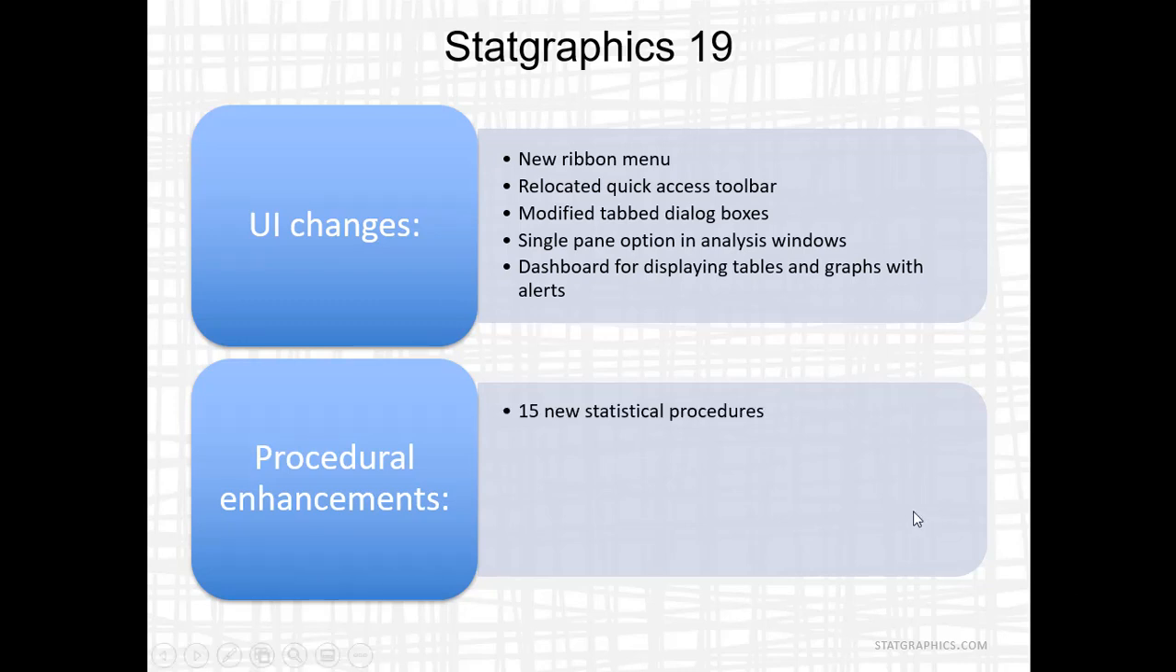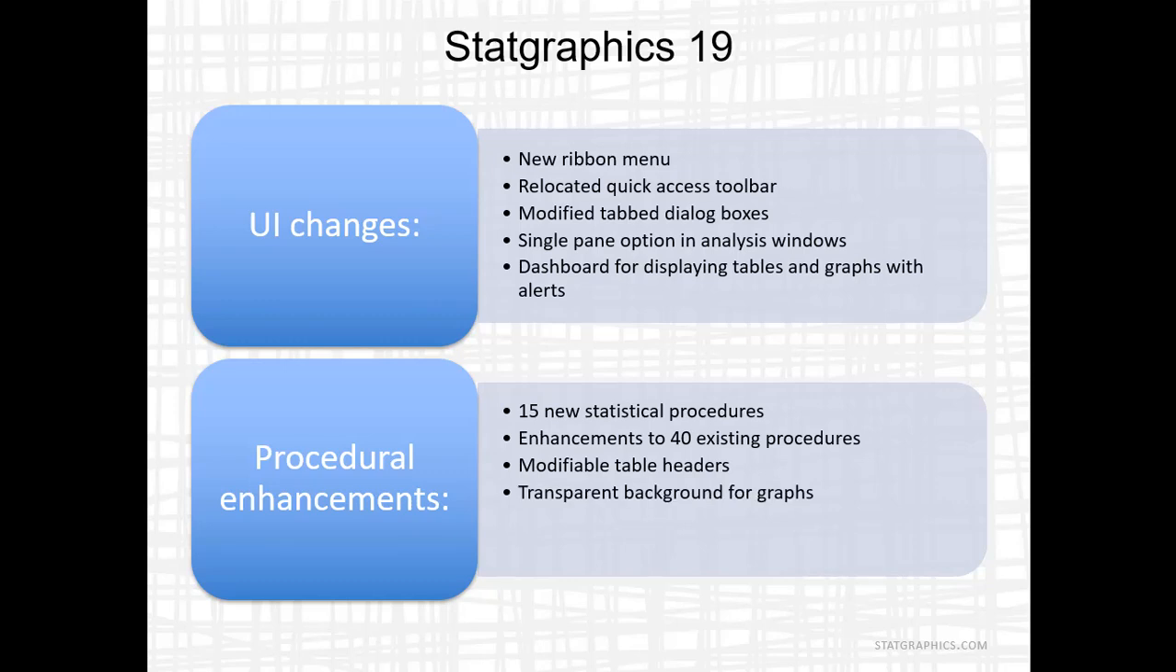In terms of procedural enhancements, we've added 15 new statistical procedures. We've also added enhancements to 40 existing procedures. The table headers, rows, and columns may now be modified using different colors and fonts. There's an optional transparent background when graphs are saved to other applications. You may save images to image files from the stat gallery in addition to normal analysis windows. We've also added an interface to Python for those of you who want to code some of your own routines.